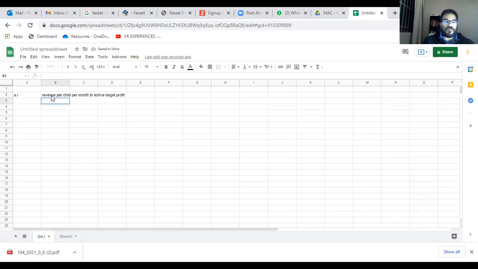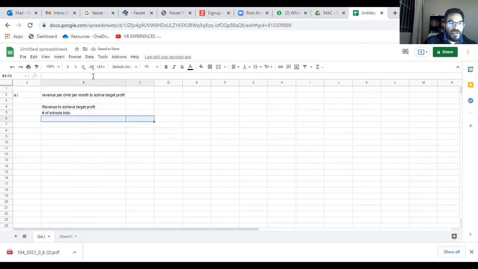So what we can do is the following. We can simply try to get the revenue at which we're going to break even, or the target profit revenue. So in order to get the answer, we're going to work out target revenue, and then we'll just say divide by the number of school kids.